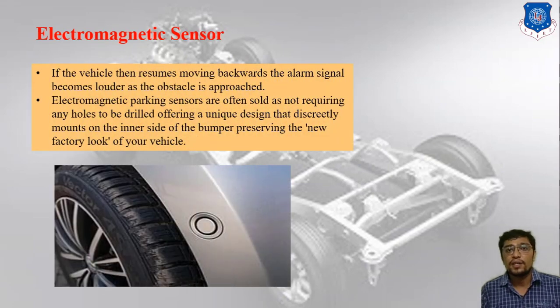So first one, that is, if the vehicle then resumes moving backward, the alarm signal becomes louder as the obstacle is approached. As we have rear camera sensors that sense the distance over there. And second one, that is, electromagnetic parking sensors are often sold as not requiring any hole to be drilled, offering a unique design that discreetly mounts on the inner side of the bumper, preserving the factory look of your vehicle. So this is the concept of the electromagnetic sensor, right? So move forward to the next slide.